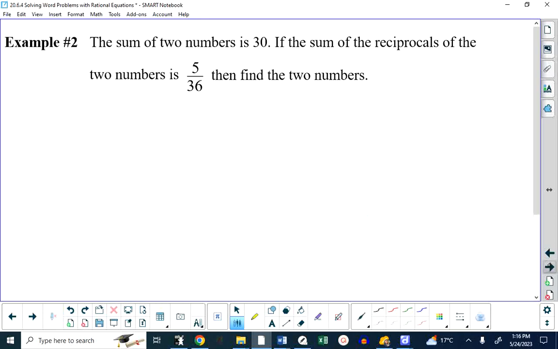Let's take a look at number 2. Number 2 is a relatively simple problem to set up. It says the sum of two numbers is 30 and the sum of the reciprocals is 5 over 36. What are the numbers? Well, we have to start off by defining the numbers. X is going to be one number. What will the other number be?